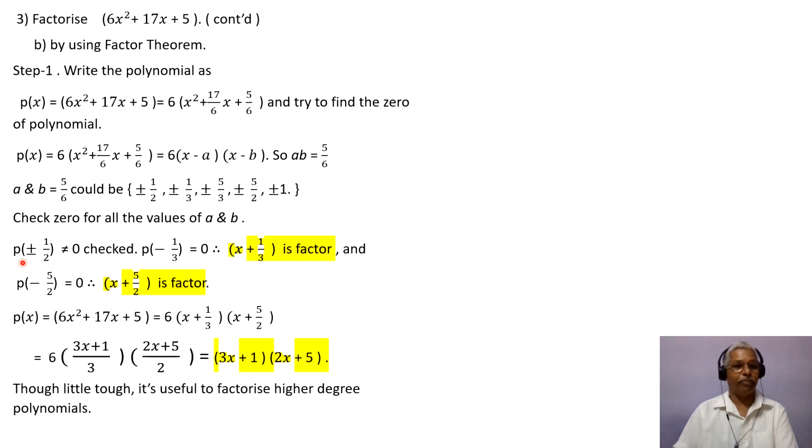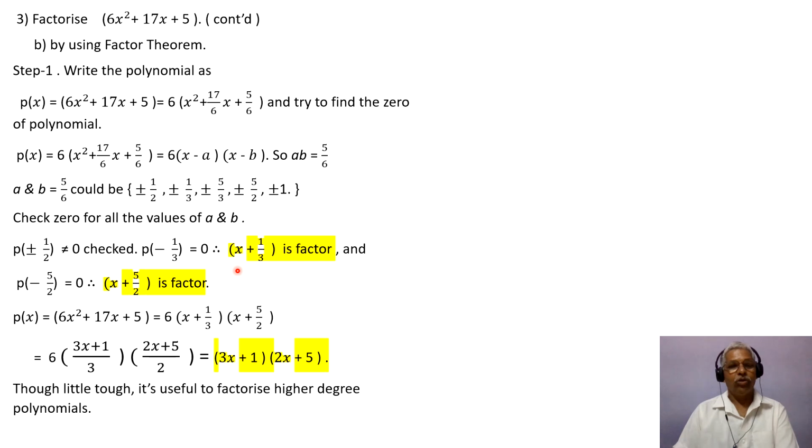Okay, so I checked it for p of plus minus 1 upon 2, it's not 0. Now I checked it for p of minus 1 upon 3 and it is 0, so x plus 1 upon 3 is a factor. Okay, and I have checked it for minus 5 upon 2, that is also 0, so x plus 5 upon 2 is a factor. Okay, after sufficient practice you can check very easily which is 0. Try it. I have not given details of all this, we have to find it out. But in exam you have to always write it, practice it.